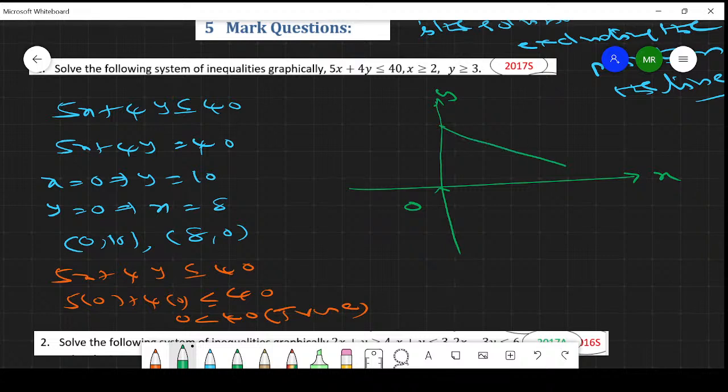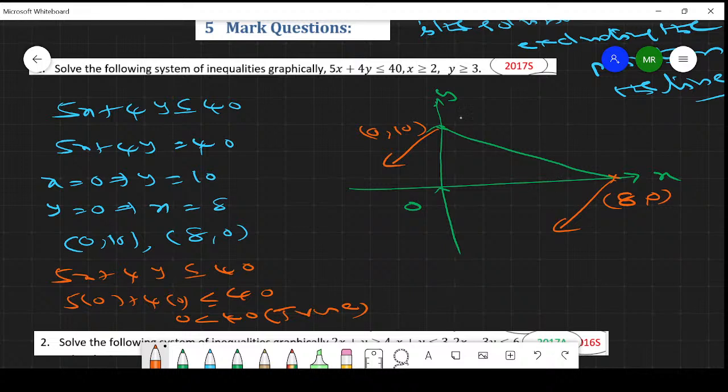You can see the point will be here. Remember, this point is 0, 10 and this point is 8, 0. I have drawn a dark line because equality is there. In the previous problem, there was no equality, so the line was not drawn like this. Now, since substituting the origin gave a true statement, the solution is towards the origin side. It comes toward this side, below the line, because the lower half represents the solution of the given inequality.